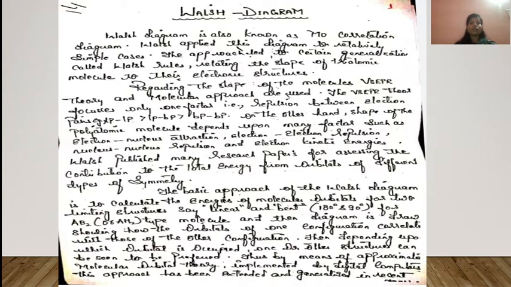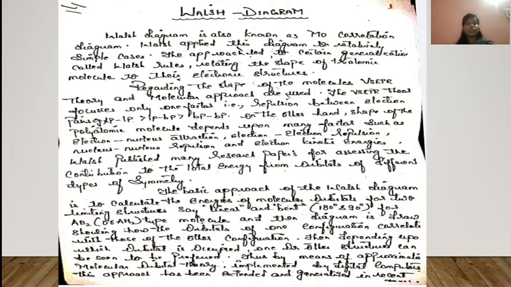The approach to certain generalization called Walsh's rules relates the shape of a triatomic molecule to its electronic structure. Regarding the shape of molecules, VSEPR theory and the molecular orbital approach are used. Actually, to determine the shape of the molecule, several theories are explained, like VSEPR theory, and various other molecular approaches are also studied in order to explain the shape of the molecules.